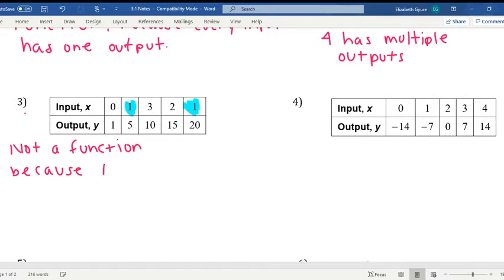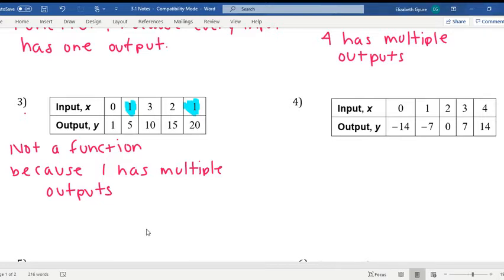Because 1 has multiple outputs. Good. All right.